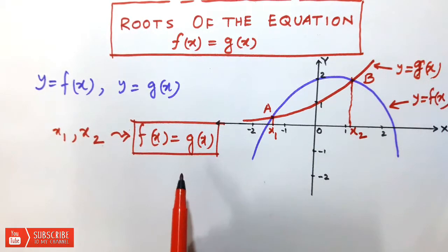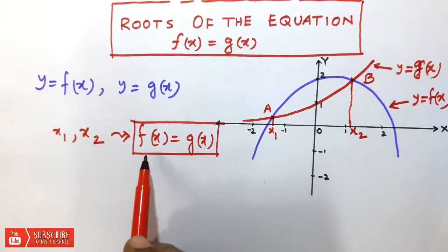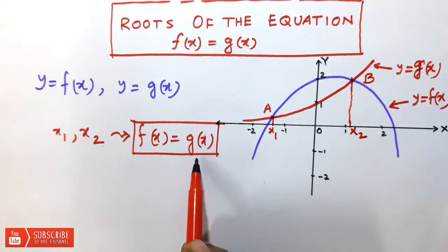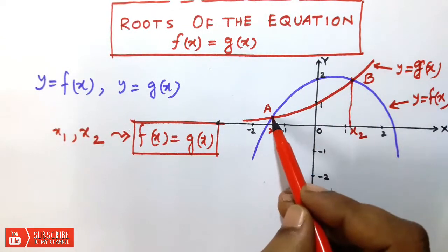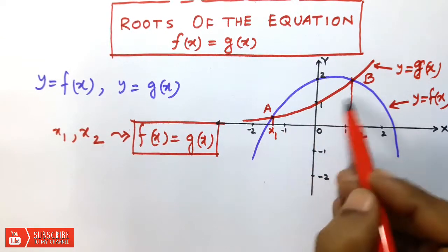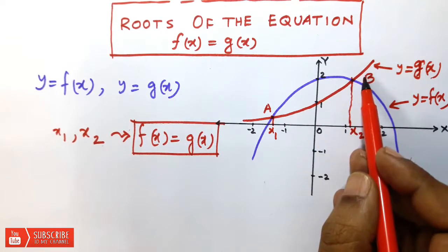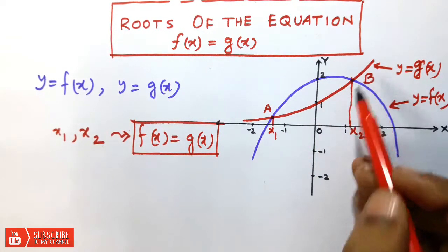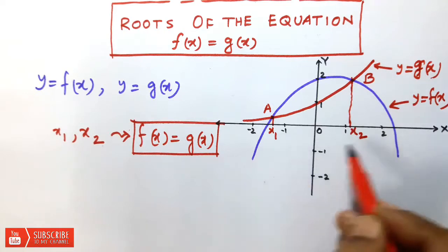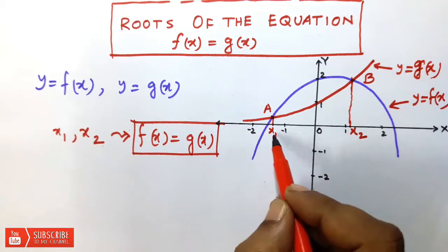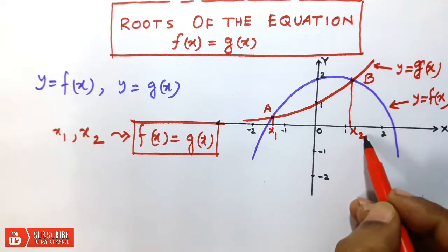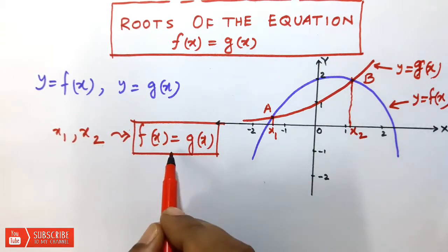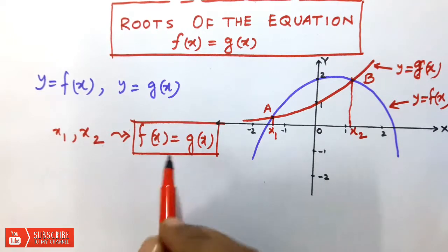Now we want to find out the roots of the equation f(x) = g(x). See that these two curves are intersecting each other at two distinct points, respectively A and B. Both the points have abscissas, respectively x1 and x2. These two points, x1 and x2, both are real. These two points are the roots of the equation f(x) = g(x). Mind it, this is very important.